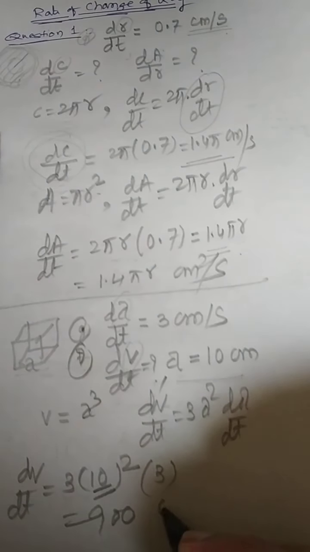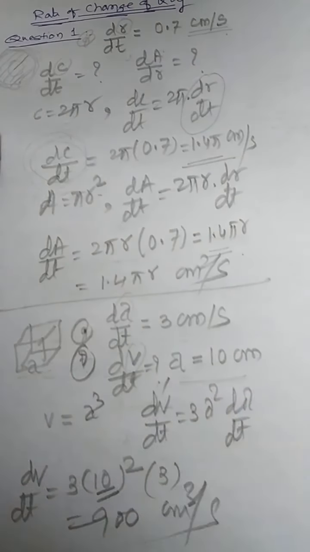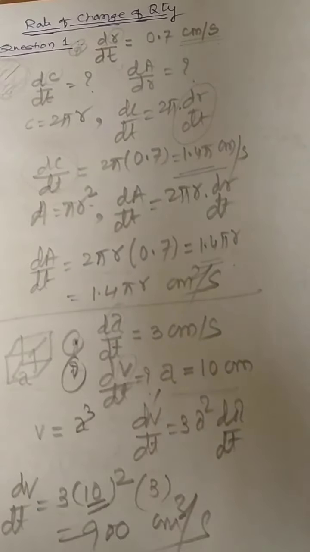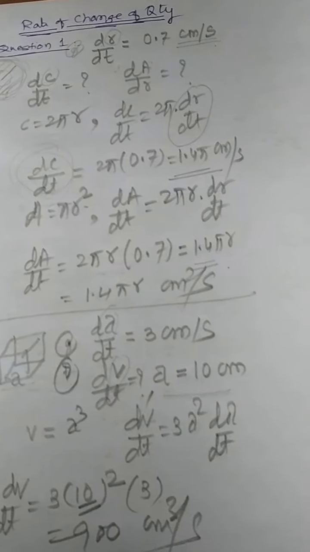Now it is a volume, so it will be centimeter cube per second. So this is a way of answering the question. Something is given, something will be demanded with respect to time, and then you are answering that type of question. I am going to explain 3-4 questions, and then you can start solving the assignment. Note down the next question.